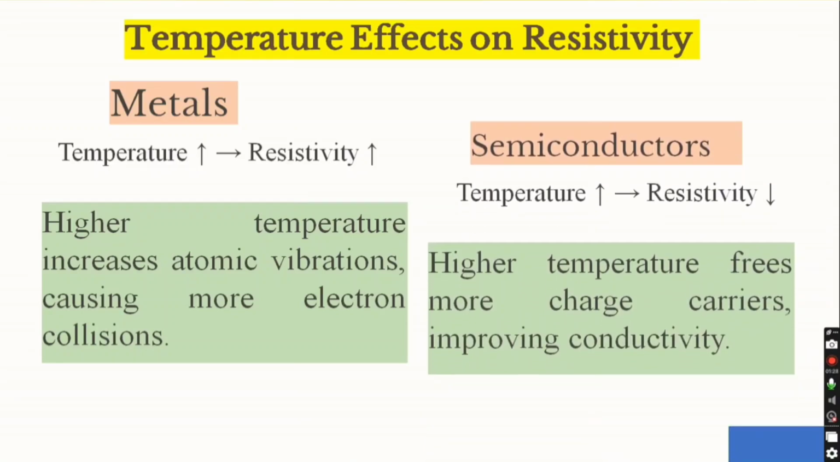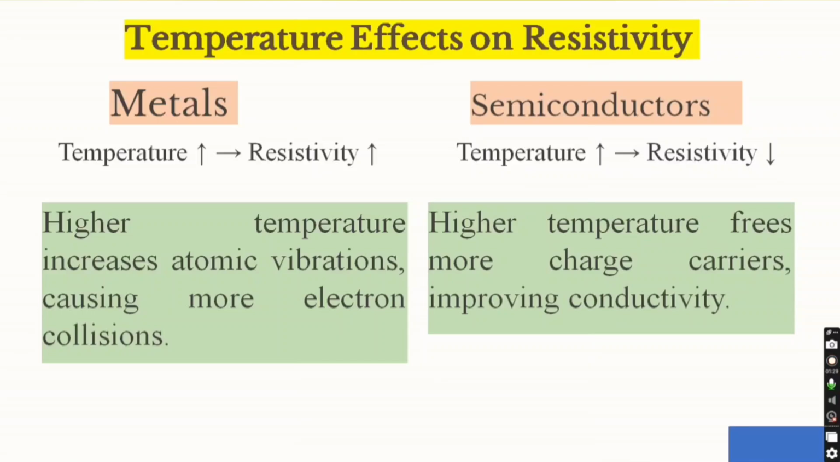B. Semiconductors: temperature increases, resistivity decreases. Reason: temperature increase generates more charge carriers, electrons and holes. The increase in carrier concentration dominates over collision effects. Net effect: conductivity increases, resistivity decreases.